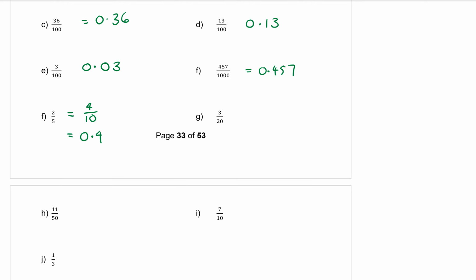Okay, let's try another one like that. So the 3 over 20. I'm not going to get to 10. We're always going to make it bigger. So I want to go to 100. What should I times by? Not 4. 5.